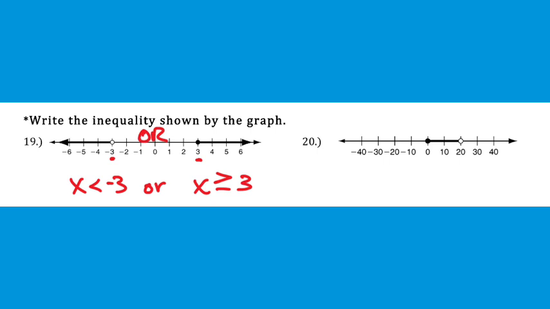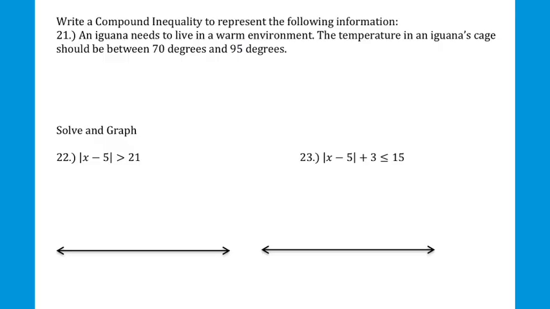On 20, this is an and situation. When I know it's an and, it replaces it with x. So it's x in the middle, and they're going to be both less than. It's less than or equal to, it's greater than or equal to 0. That's why it's a filled-in circle. And then it's also less than 20, because we read and write from the variable's perspective. We talked about that the very first lesson.